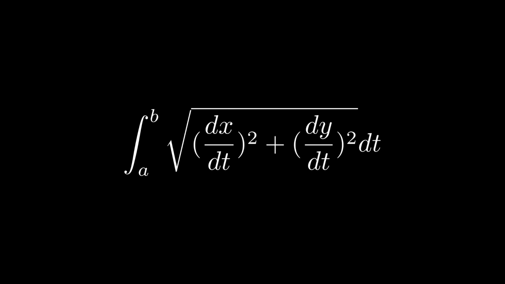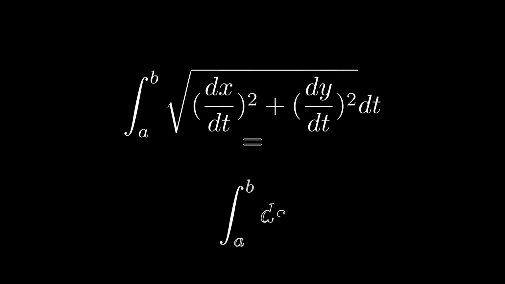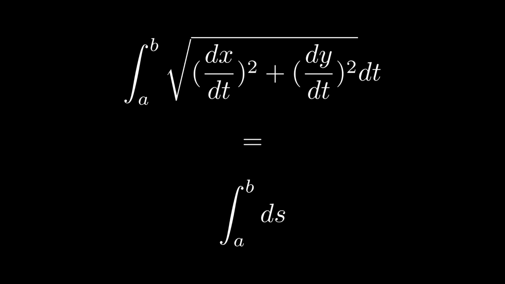Now this integral is commonly abbreviated as the integral from a to b of ds. So in this case, ds is equal to the square root of the x derivative squared plus the y derivative squared, dt.